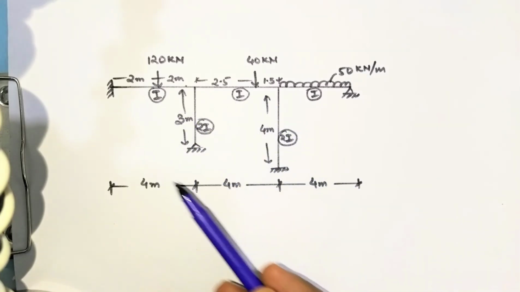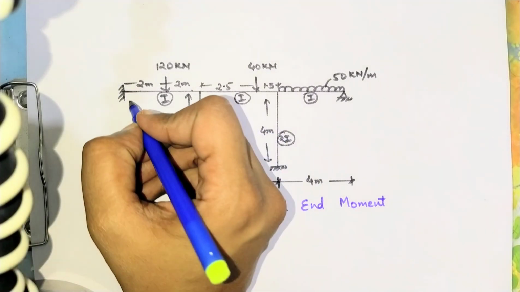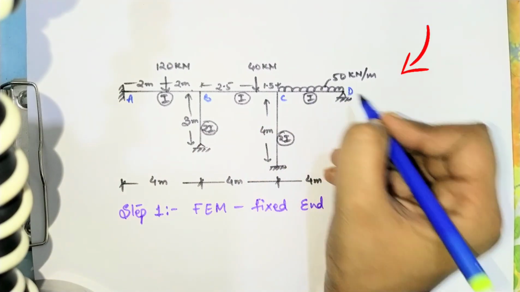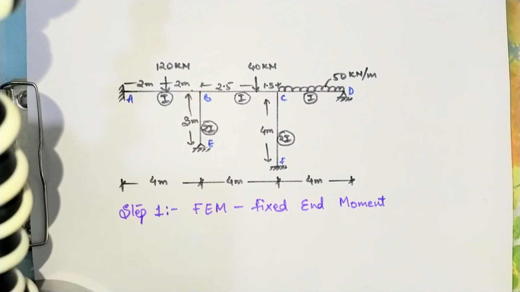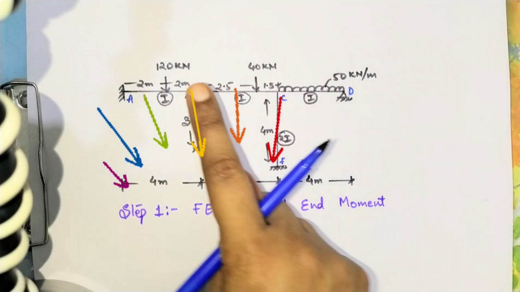In this question they have given all the forces in kilonewton and length in meters. Let's start with numbering all the joints. So first we'll take the beam members A, B, C, D and then the column members, which are E and F. Step number 1, that is fixed end moment.